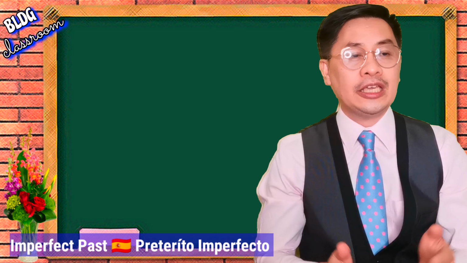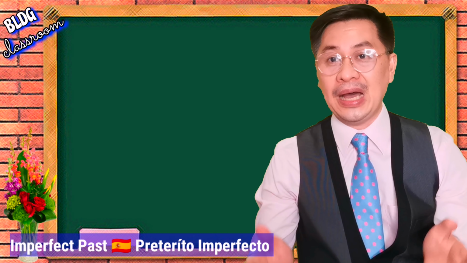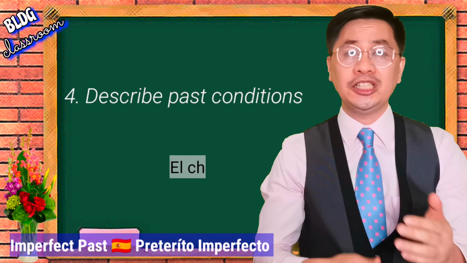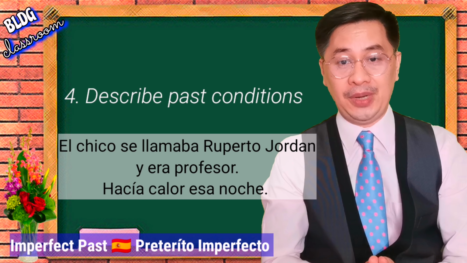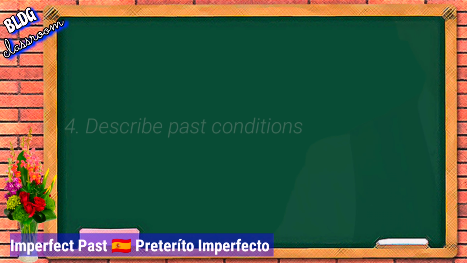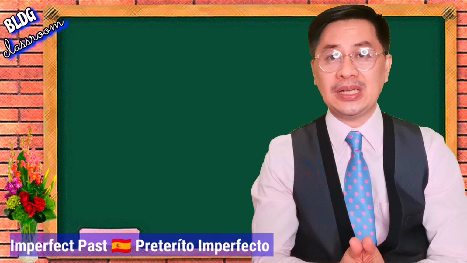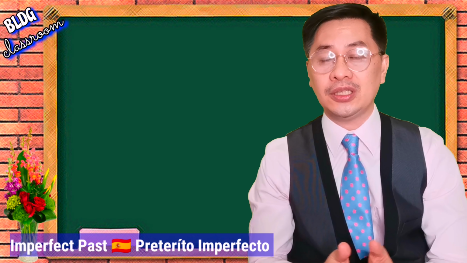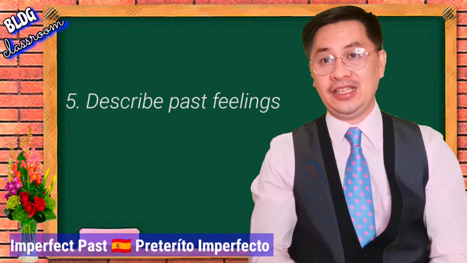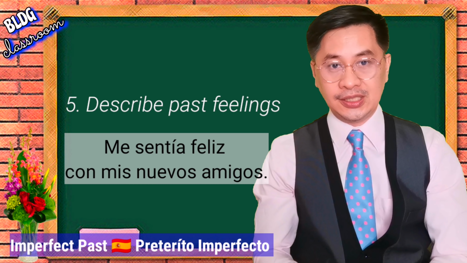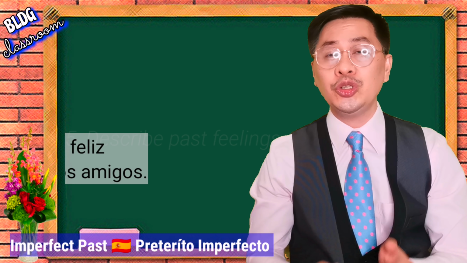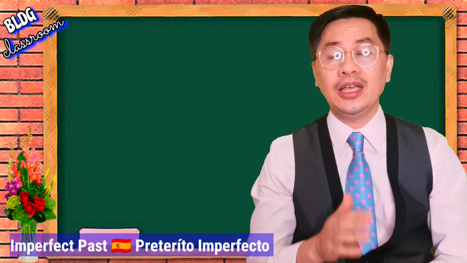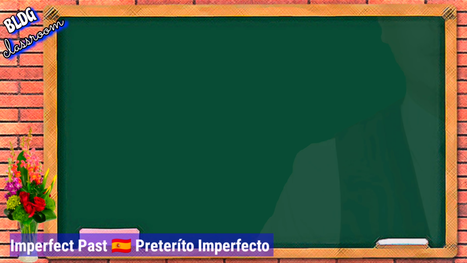Number 4 is if we describe past conditions. So if you are narrating a story for instance, then we may use the imperfect past tense. And number 5 is we use the imperfect past tense when we describe our past feelings. Alright, so these 5 are our guides to be able to use properly and correctly the imperfect past tense.